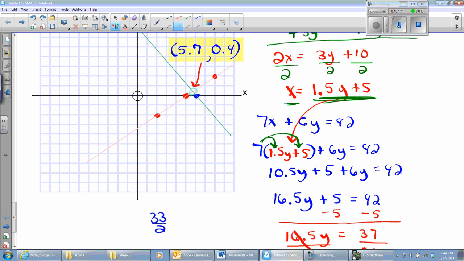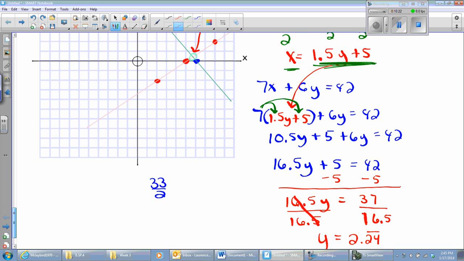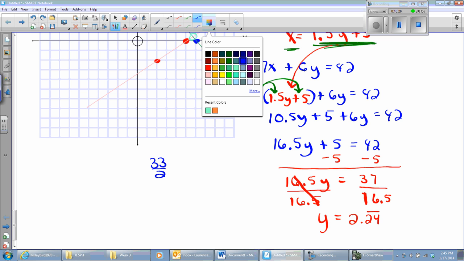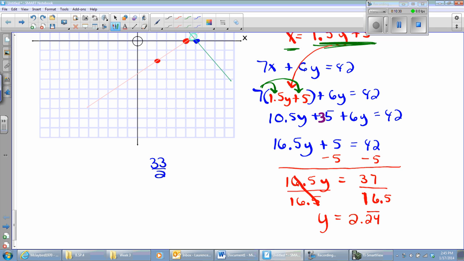Hold on a second. I see my mistake. I distributed, but I forgot to distribute. Hopefully you caught it. So I'll put my correction in purple so it stands out. Right here, I shouldn't have 5. I should have 35 because I distribute 7 times 5. And so I should be subtracting 35.